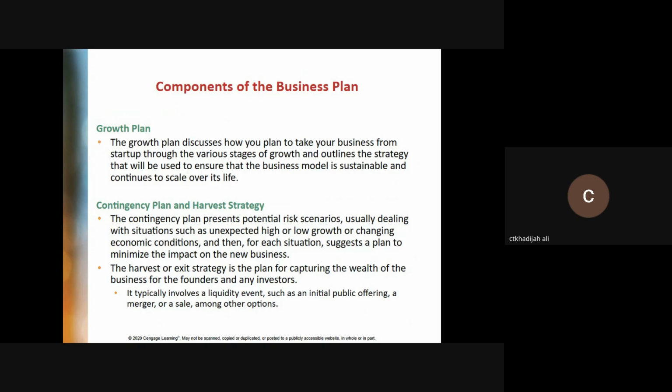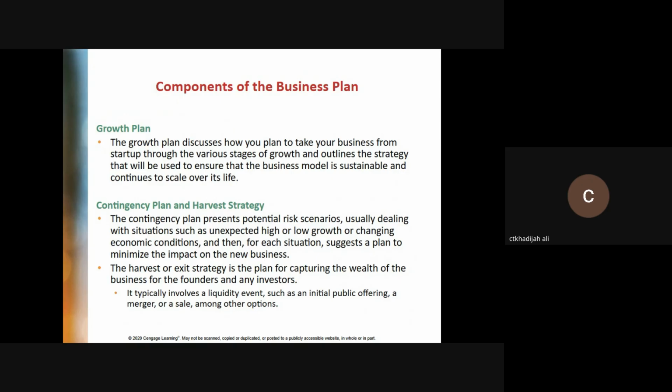The growth plan section discusses how you plan to take your business from startup through the various stages of growth and outlines the strategy. So basically, this is your plan for your company. Contingency plan and harvest strategy. Yes, this is important as well, so that we know that you have a plan if you cannot move forward. This presents potential risk scenarios, usually dealing with situations such as unexpected high or low growth or changing economic conditions. The macro factors we just discussed.